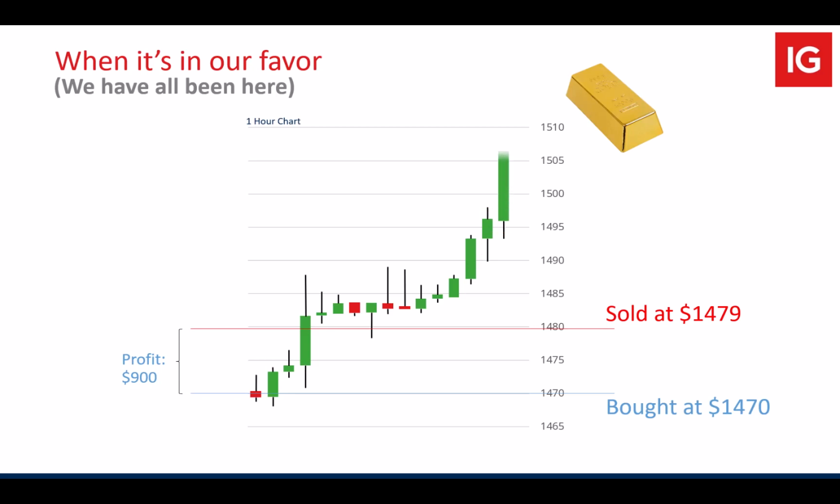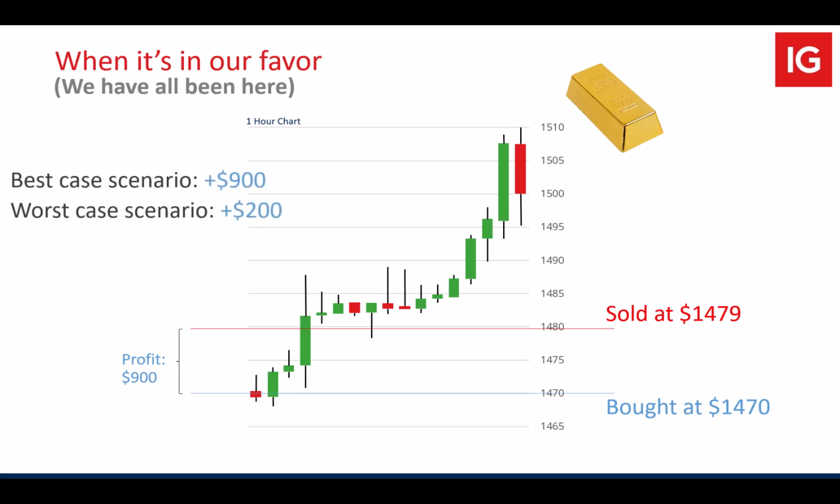So in this example, things got a little bit volatile, popped up above 1500. Usually when you pass those psychological barriers, things get very active. But let's say that in this case, you're thinking to yourself, okay, it's a number of hours of work, but in this case, best case scenario, I've made $900 plus, worst case, about $200. All in all, we're going, this is a good day. But that's when it's in our favor.